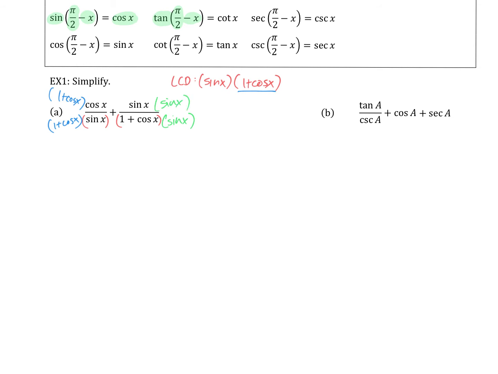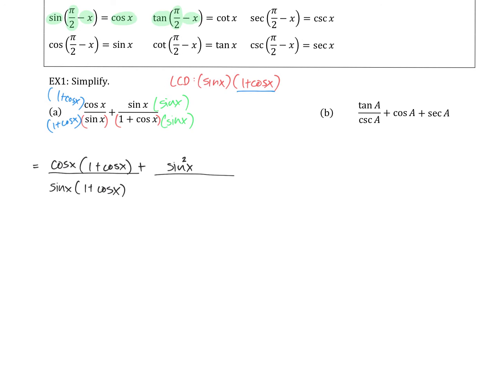Alright, let's see what we get when we simplify. So this will be cosine of x times 1 plus cosine of x plus sine of x times sine of x, all over sine of x, 1 plus cosine of x. Sine of x times sine of x will be sine squared x. Careful, sine squared x is not the same as sine x squared, so please watch your notation on that. Divided by, once again, the same thing: sine of x, 1 plus cosine x.